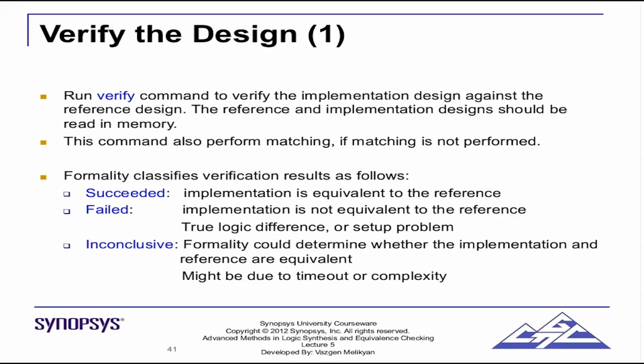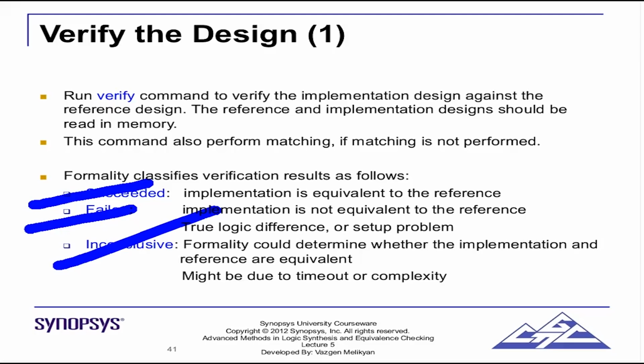Now comes the verification. The command to run is verify, and after verify is run, Formality will give you a list of compare points, and it will categorize them as succeeded. That means the logic cones are equivalent. Failed means the logic cones are not equivalent. Inconclusive means that Formality cannot conclusively say whether they are equivalent. It does not have any vector to verify they are non-equivalent, nor does it say conclusively they are equivalent.